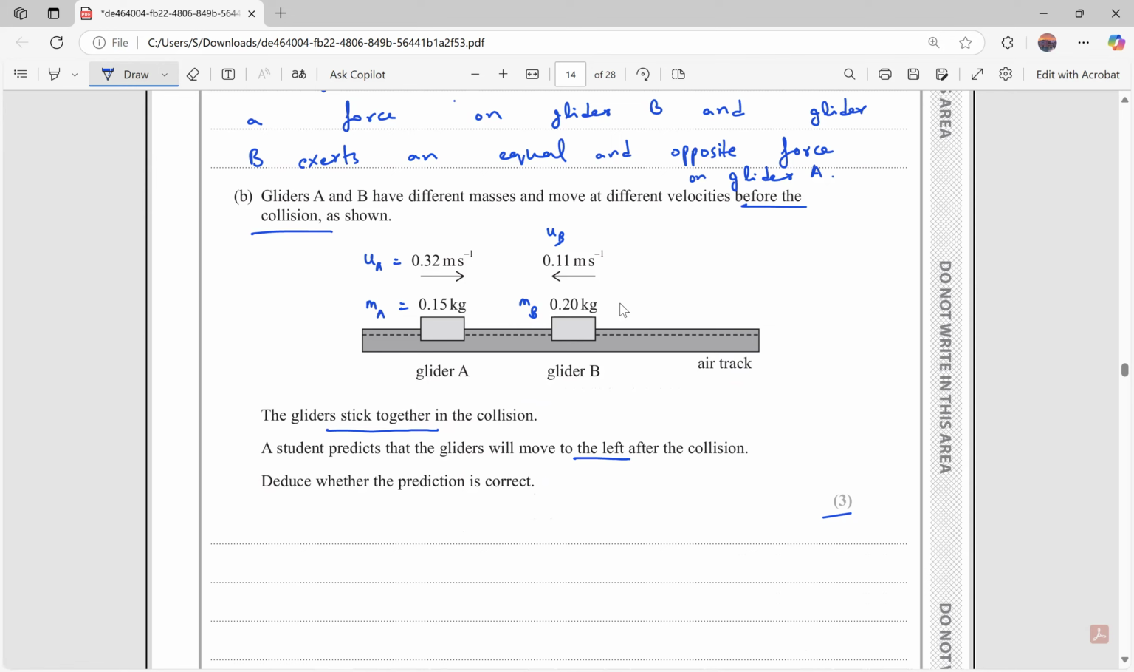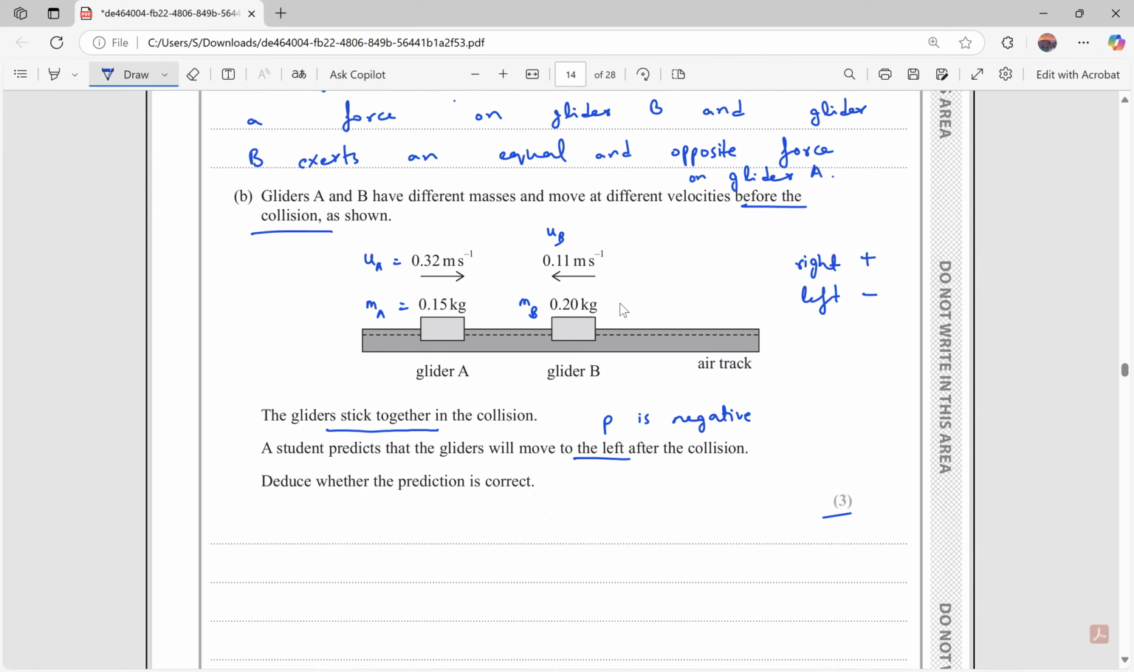The directions are important in momentum questions because momentum is a vector. So again, using my convention, which is right is positive and left is negative. You can use the opposite as well, it's completely fine, but whatever convention you use, just always stick to that so you don't make mistakes. Let's assume for a second that the student is telling the truth. If the gliders move to the left, that would mean their momentum, because momentum is a vector, would be negative.